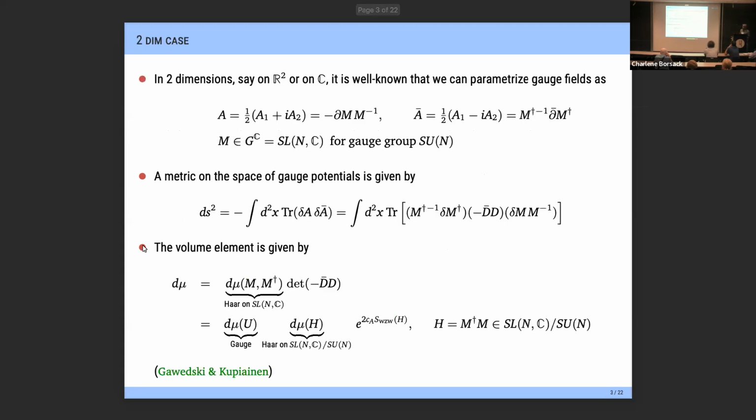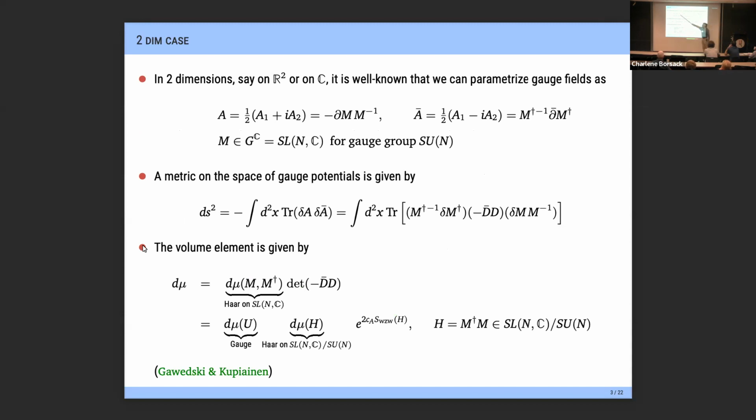Okay, so let me say what this is about. The calculation is going to be modeled on what happens in 2 dimensions. So let me just very briefly run you through the 2-dimensional analysis. In 2 dimensions, say if you're on R2 or on the complex plane, it's well known that we can parameterize the gauge fields like so.